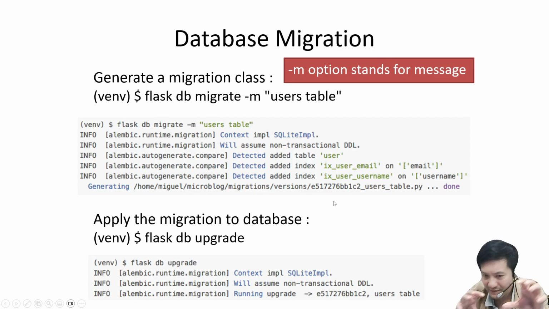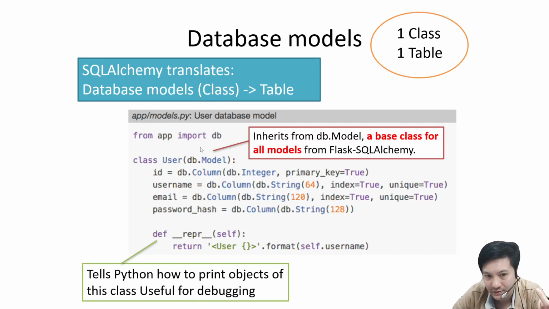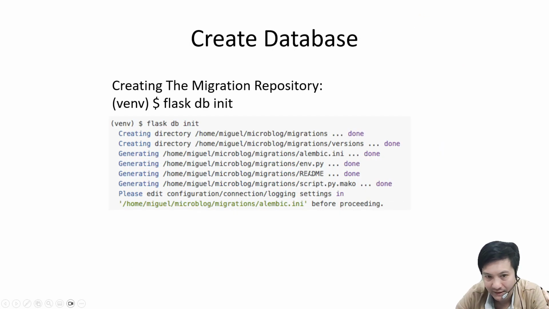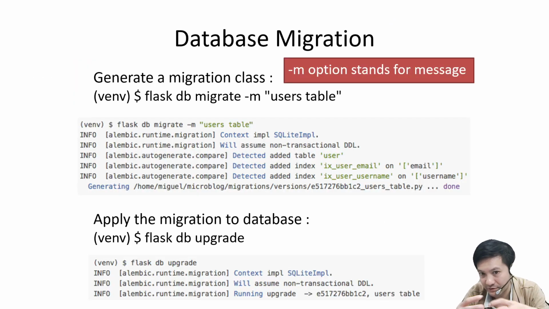If you're very smart, you just create a class here. You do the db init, and then you create a class, and then you run the migration. It will detect, oh, I found a class, I found an index, I found a field. It will generate a migration Python class for you.